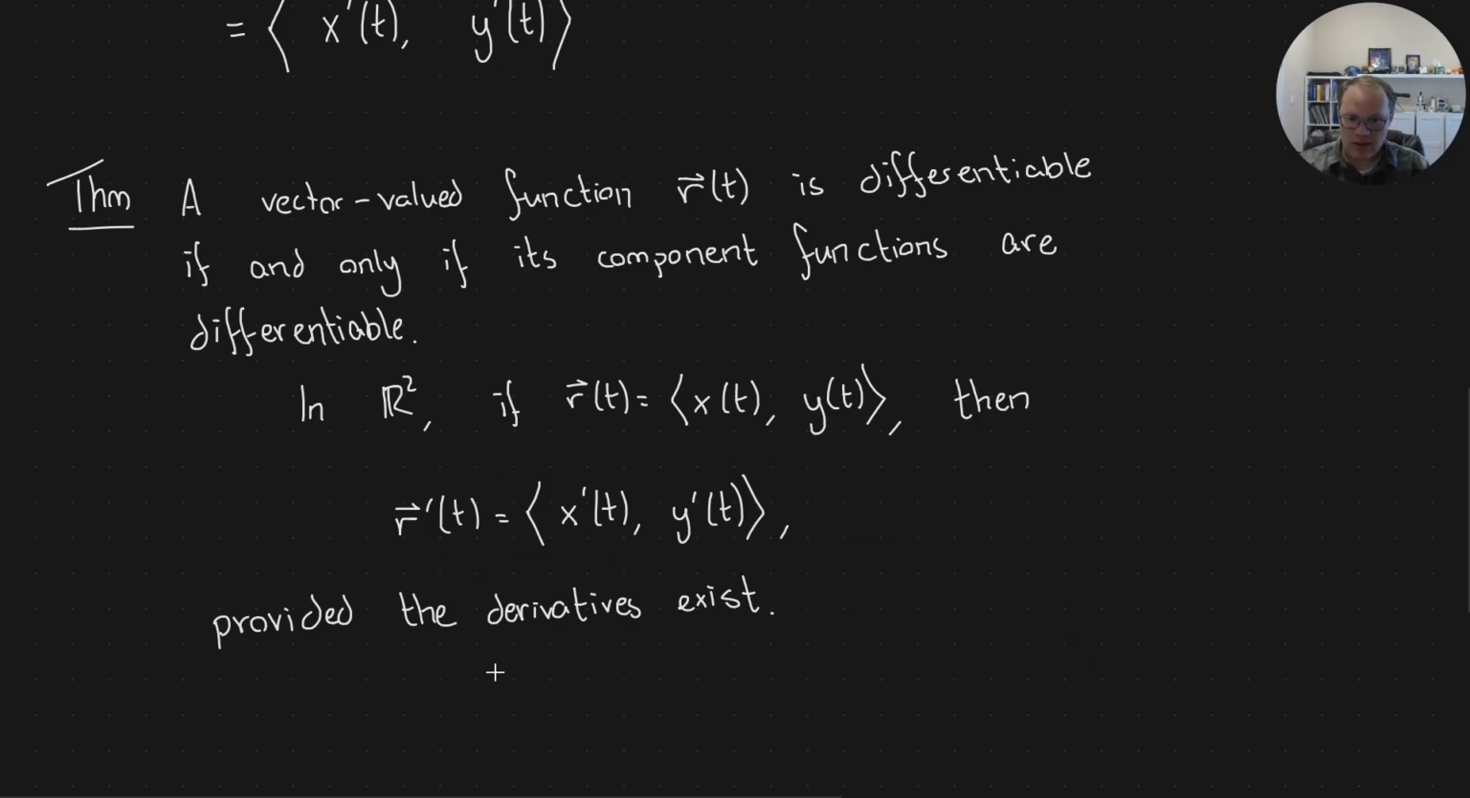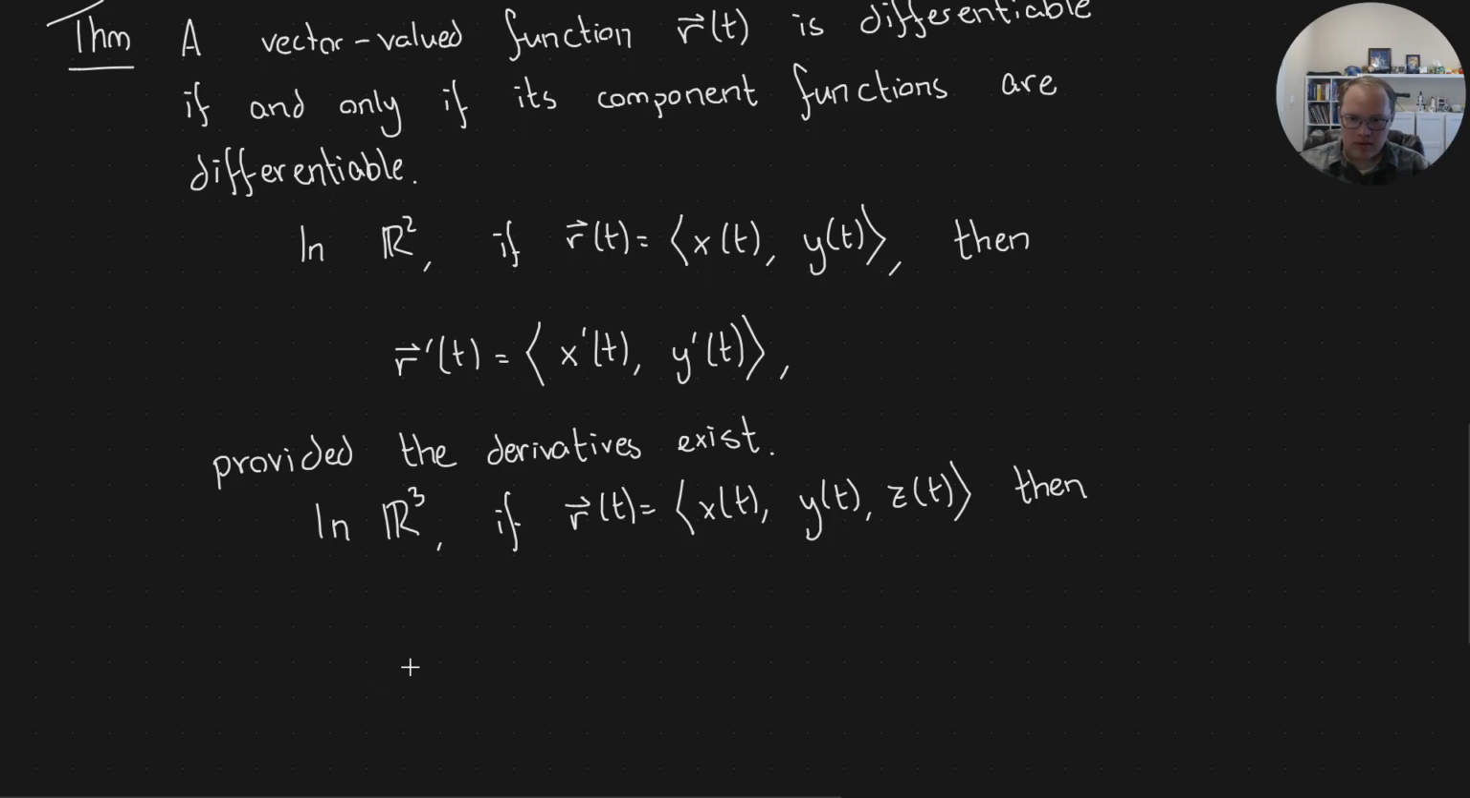Similarly, in R3, if r of t equals x of t, y of t, z of t, then the derivative of the vector-valued function is just the new function where the components are the derivatives of the components of r of t. We just take the derivatives of each component.